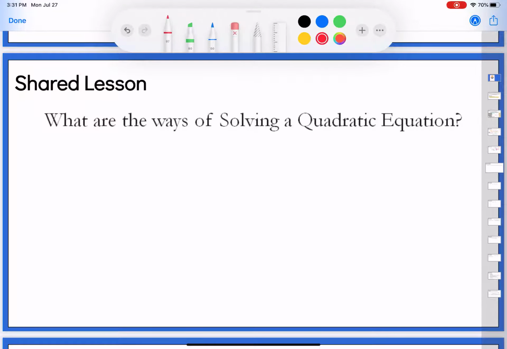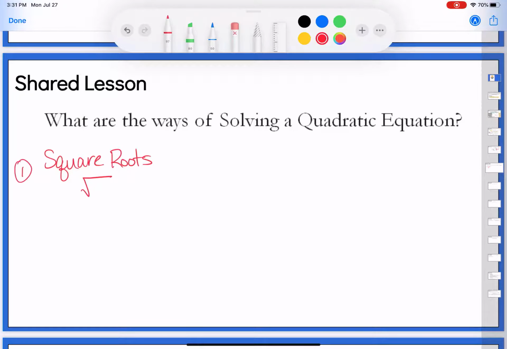Do you remember the ways of solving a quadratic equation? So the easiest way to solve a quadratic equation was using square roots. That usually goes the fastest, right? We know what we're doing on those the most. That's like number one, most preferred method, square roots.